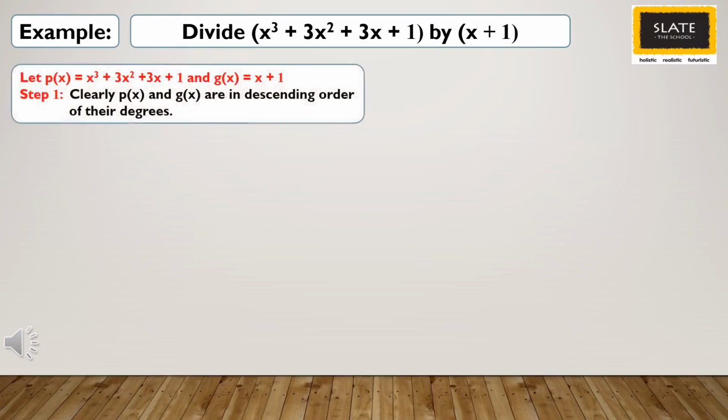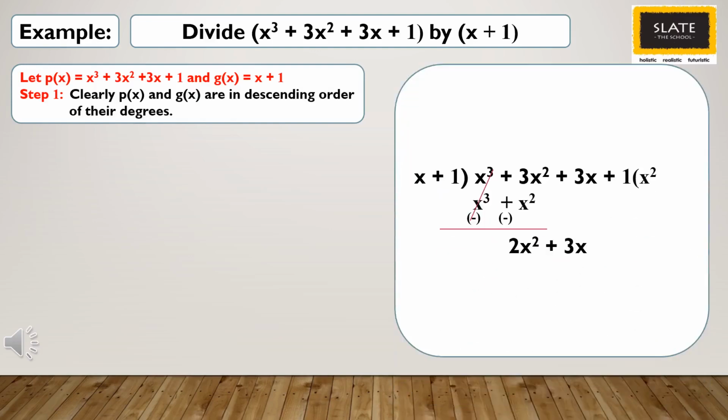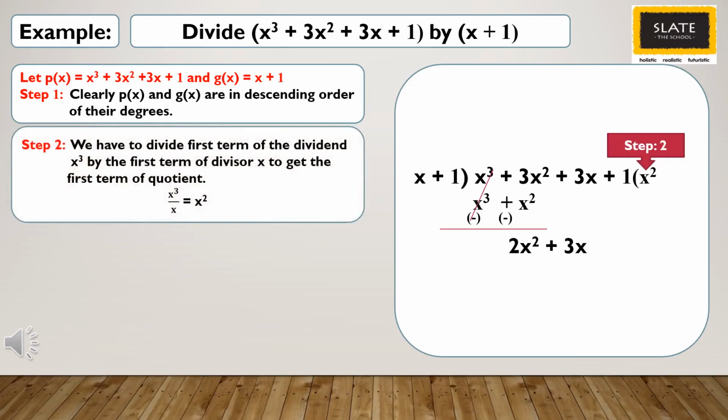In the first step, we check whether the polynomials p of x and g of x are arranged in descending order of their degrees. It's clearly p of x and g of x are arranged in descending order of their degrees. Now, the first term of dividend is x cube and the first term of divisor is x. So, divide x cube with x, we get x square. This x square is first term in the quotient.